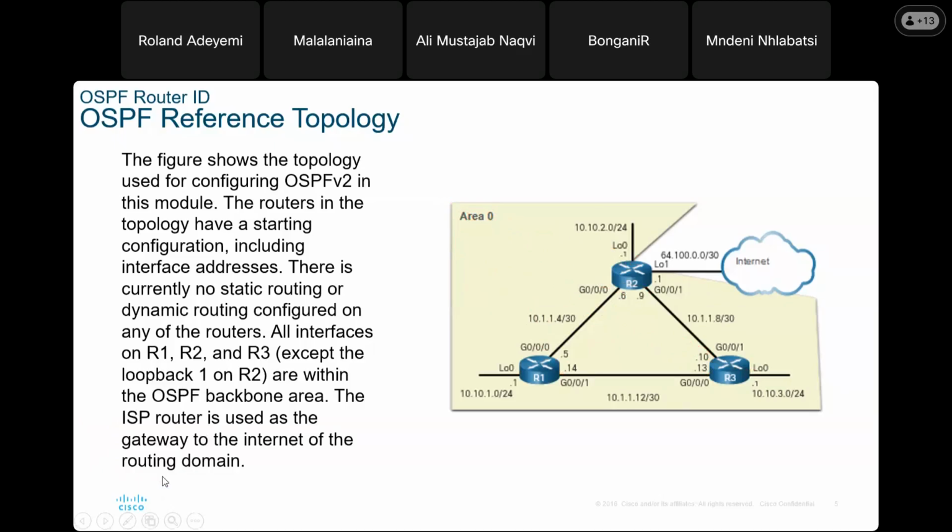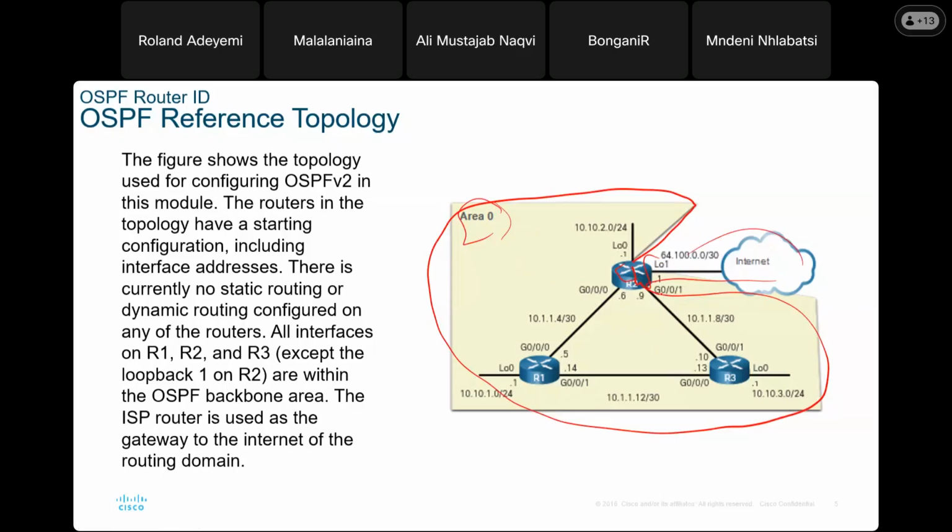Because we are doing single area OSPF. And guess what? The interface that connects to the internet is not inside that area. You can see the boundary they put. They cut it from here. All these interfaces are in area 0. And that is exactly what we're going to do. But what about the interface that connects to our internet connection? That one is not going to be put in area, in OSPF. It's going to be outside.